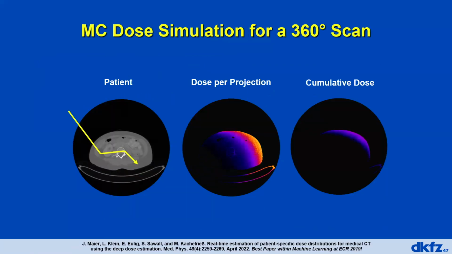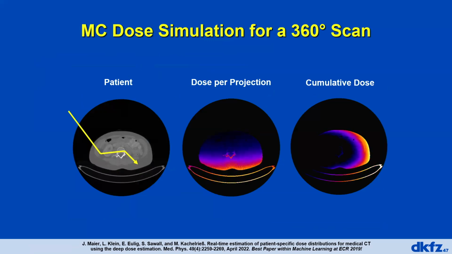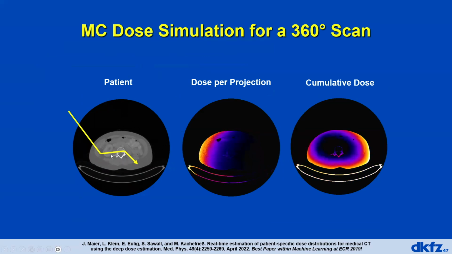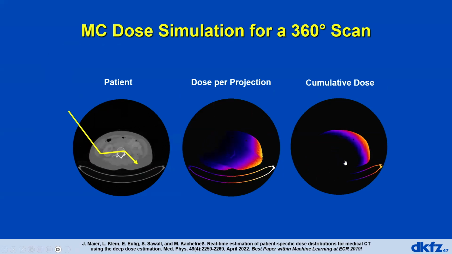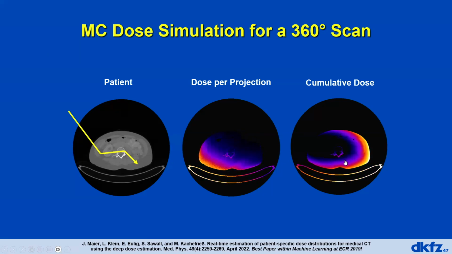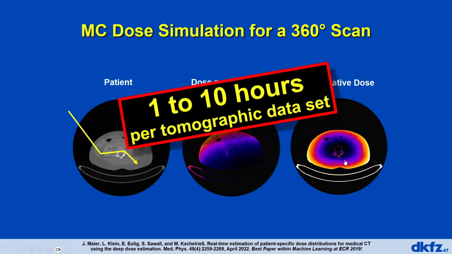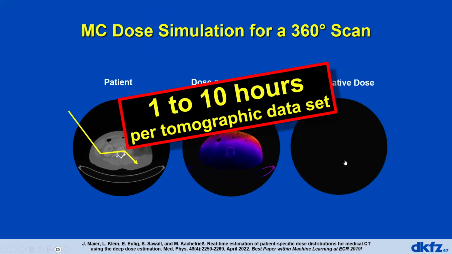Again, the gold standard for those estimations are Monte Carlo simulations. What you see on this slide is just a schematic how that would work. So we basically simulate photon trajectories inside our patient, and we obtain a radiation dose profile per view angle or per projection. And on the right-hand side, you see the cumulative dose as it accumulates over a scan of 360 degrees. And of course, again, this is very, very slow. Again, 1 to 10 hours per tomographic data set and not viable for clinical routine.